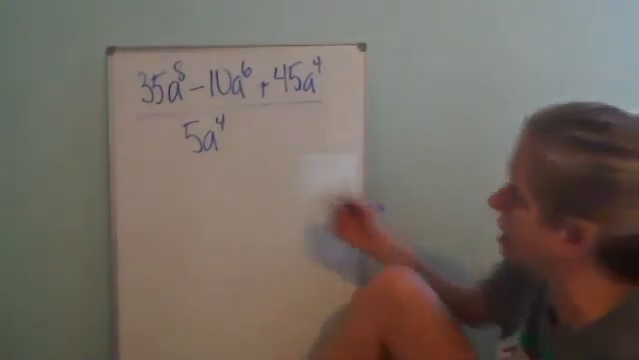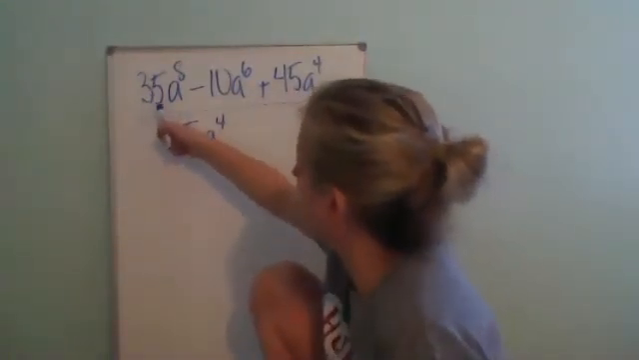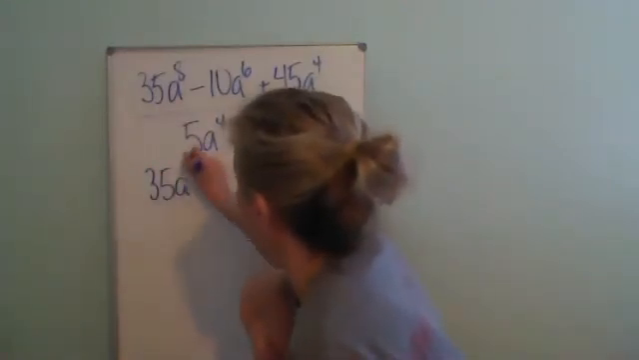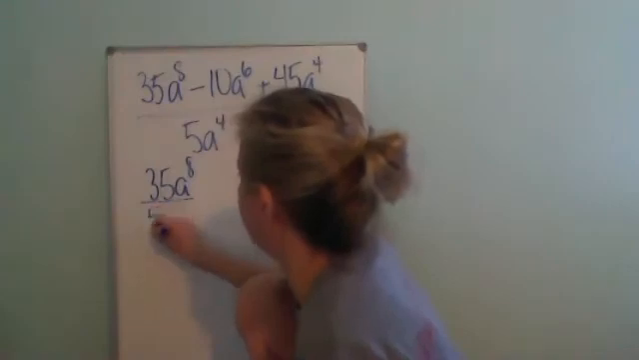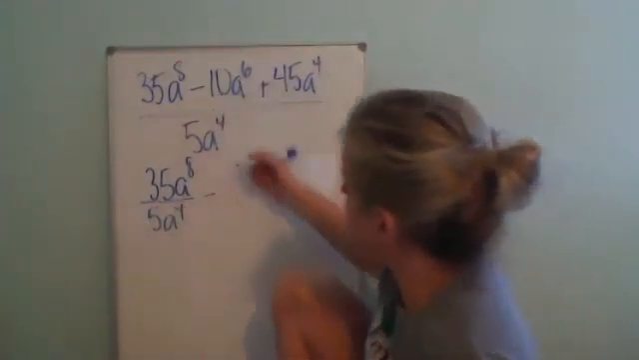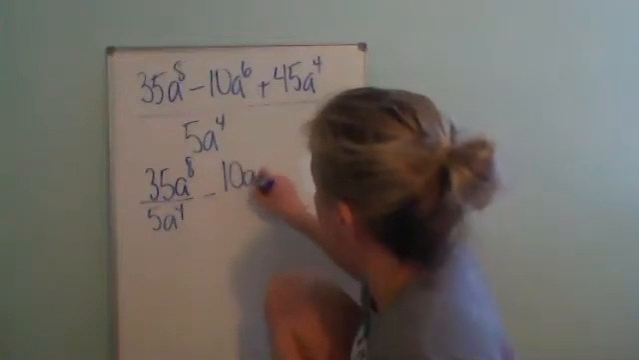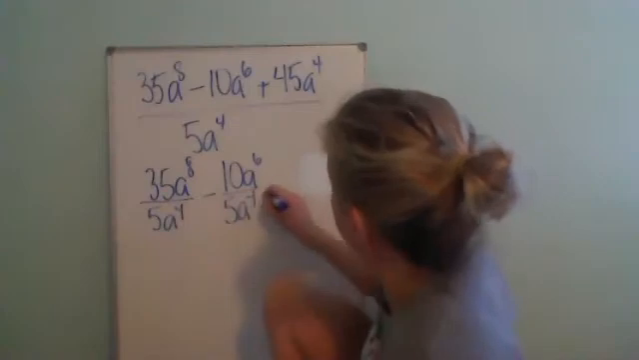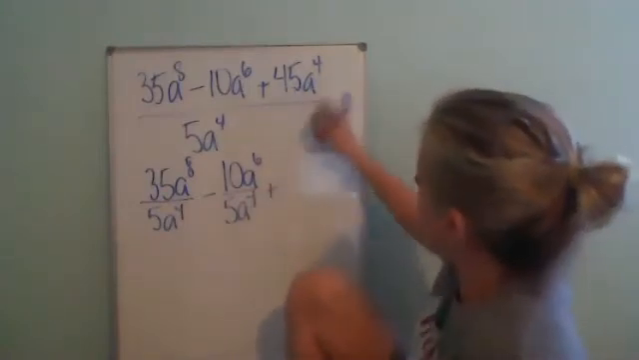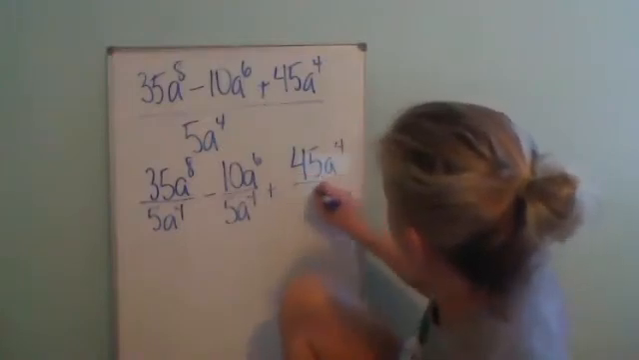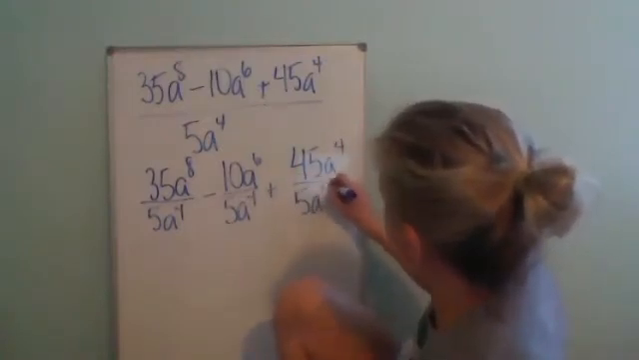So let's rewrite it like that first. So I've got 35a to the 8th over 5a to the 4th, minus 10a to the 6th over 5a to the 4th, plus 45a to the 4th over 5a to the 4th.